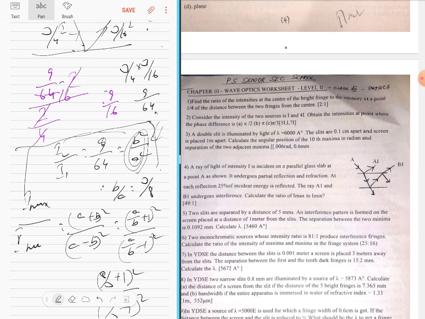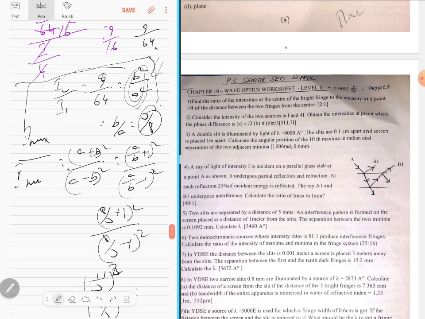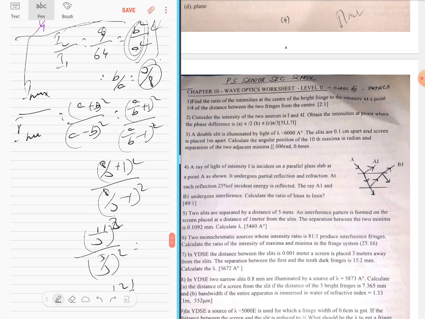So what I'm saying is I got I2 by I1. So I'm writing it as B square by A square. So B by A is 3 by 8. Yeah, 3 by 8. A plus B the whole square by A minus B the whole square. So 3 by 8 has to become 8 by 3 plus 1, sorry, which is 11 by 3 the whole square and 5 by 3 the whole square.